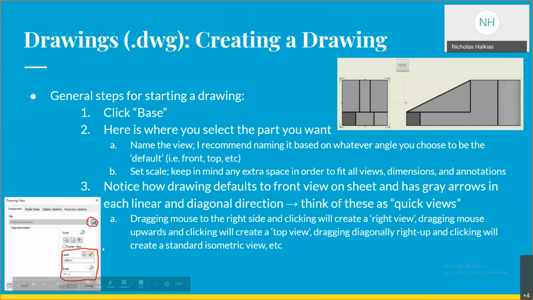You'll notice in the picture in the top right, right up against the main drawing in the bolded green box, it has a bunch of gray arrows coming out of it. You can think of those as quick views. Again, I'll go into more detail when I'm in Inventor with that. But you can easily create more viewpoints just by clicking and dragging your mouse.